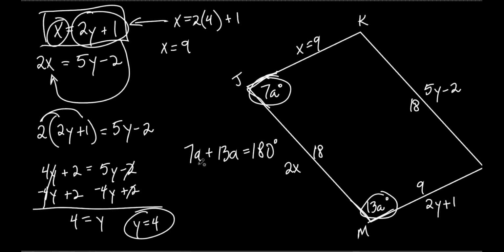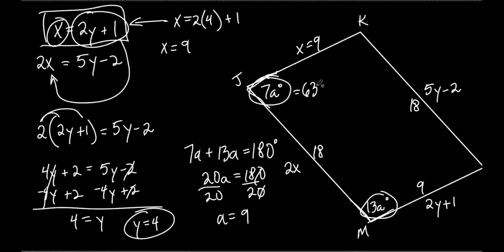Let's do this. This is really easy now. What's 7 plus 13? 20. 20a equals 180. Divide by 20. What do we get? a equals 9. Very good. Because the zeros cancel. 18 divided by 2 is 9. It's not my answer, though, is it? I got to find all the angles. I found all the sides. Now I want to find all the angles. So how do I find this angle J right here? Plug it in. What is it? 7 what?